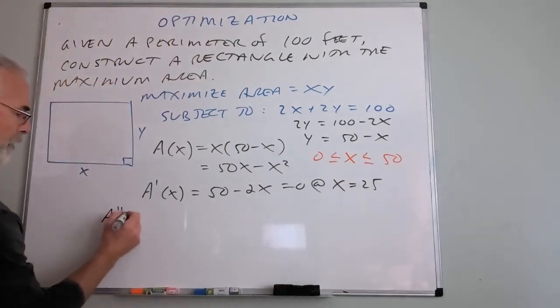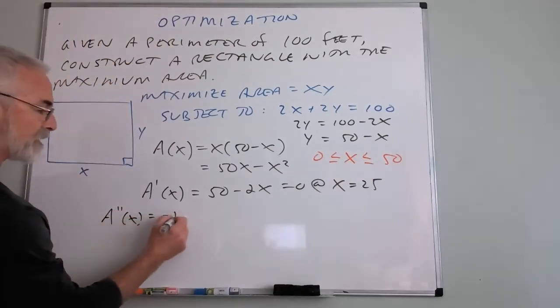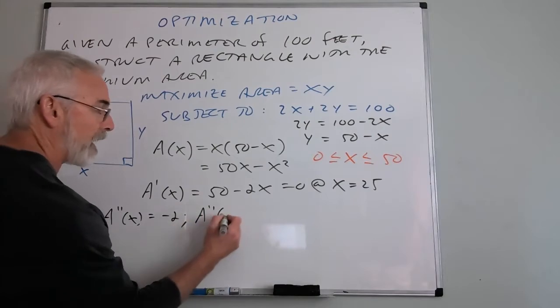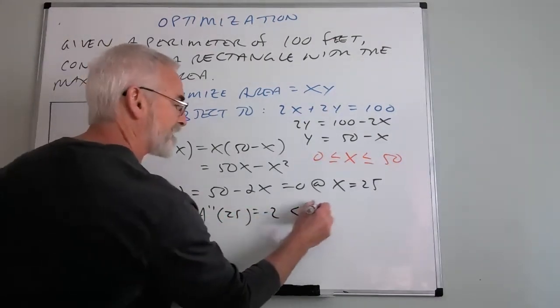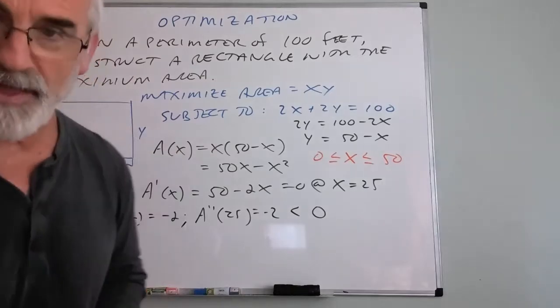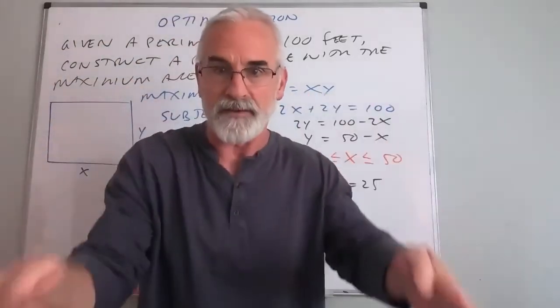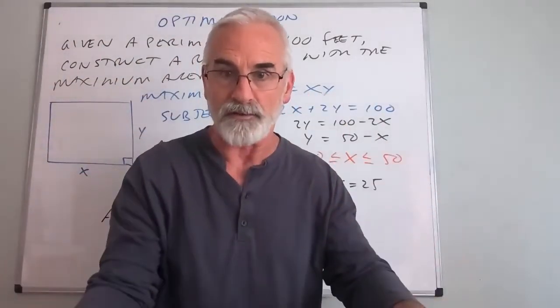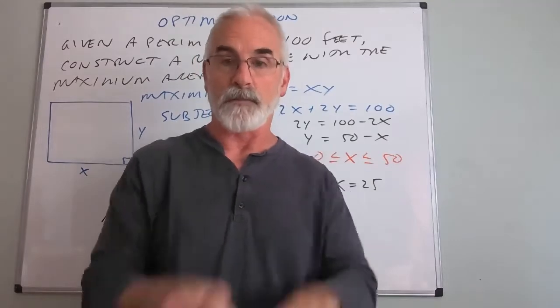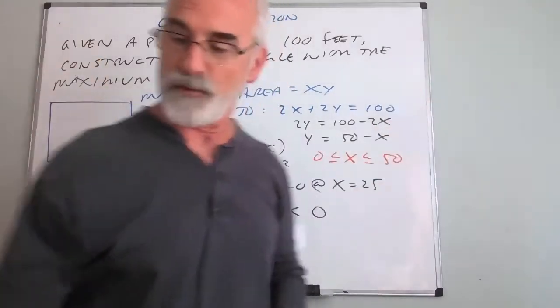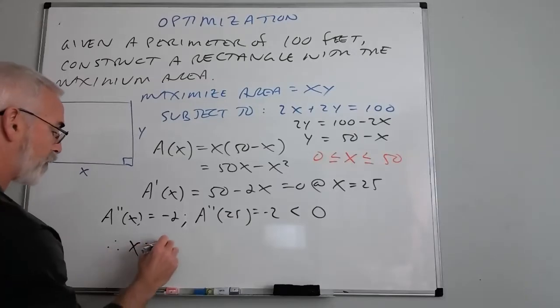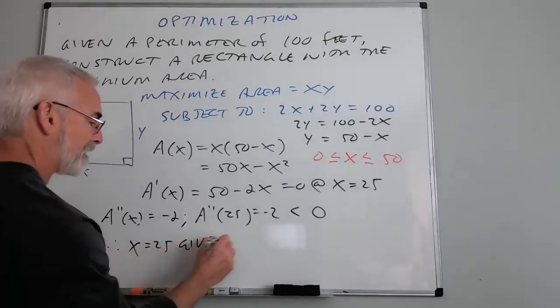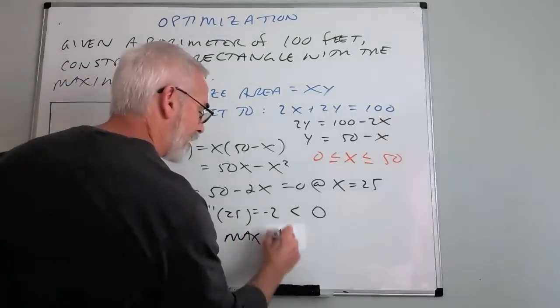So my A double prime is -2. So A double prime evaluated at the critical value is -2, which is less than 0. So what that meant in Calc 1 is I am concave down where I have a horizontal tangent. That means it must be a maximum. If I were concave up, that would mean I had a minimum there. So x equals 25 gives the maximum area.